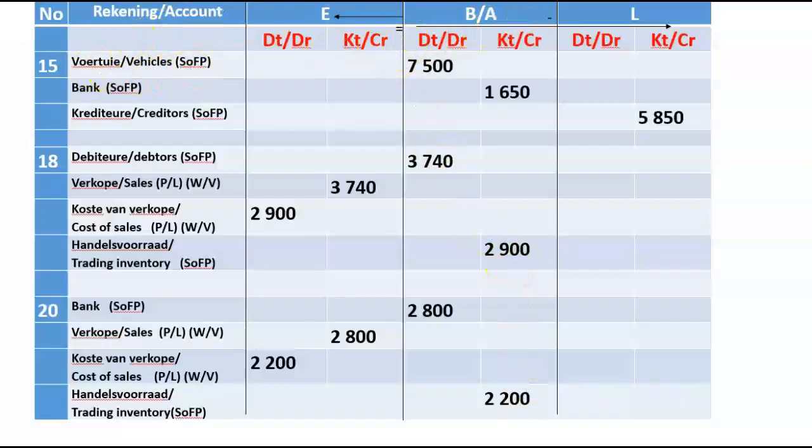So vehicles asset increased 7,500. Bank asset has decreased with 1,650 Rand. And then we have an unavoidable commitment liability of 5,850 Rand, the amount that we still owe Trusty Motors. So our liabilities have increased on the credit side with 5,850. So assets have increased with 5,850. Liabilities have increased with 5,850. So the impact on equity equals 0.